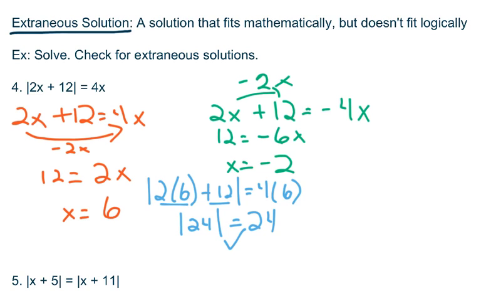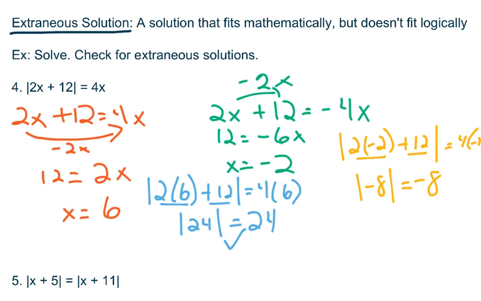Okay, so my x value was negative 2, so I'm going to have the absolute value of 2 times negative 2, plus 12 bracket equals 4 times negative 2. Hopefully you can read that. 2 times negative 2 is negative 4. Plus 12 gives me negative 8. Absolute value of negative 8. 4 times negative 2 on the right-hand side of that equation is negative 8.